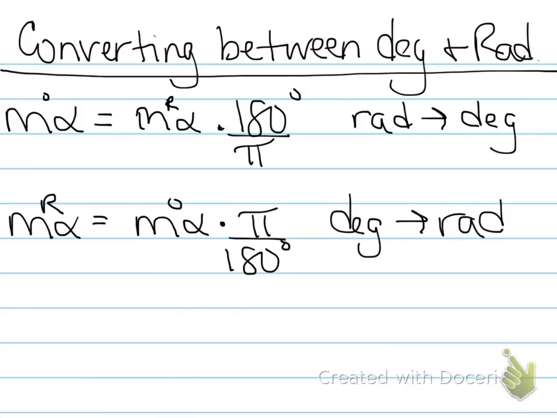Those of you in chemistry should be familiar with unit cancellation. Think of it in the idea that if we have radians, that involves pi. We need to get rid of pi, so we divide by pi and multiply by degrees. Vice versa for going the other way. So now let's do some examples.